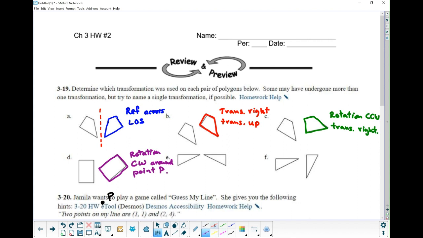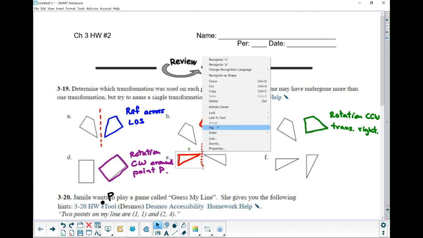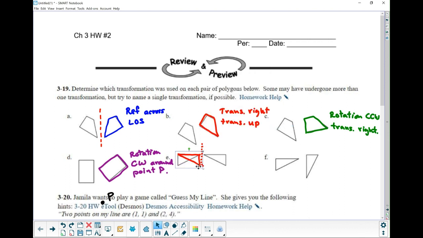Okay, this one right here, I think we can do a reflection across this line right here. So if I take that and I reflect, which is basically a flip across that line, I'll end up over here. So I'll just say reflection across your line of symmetry.